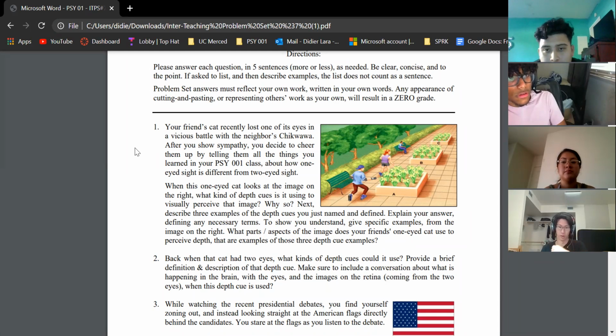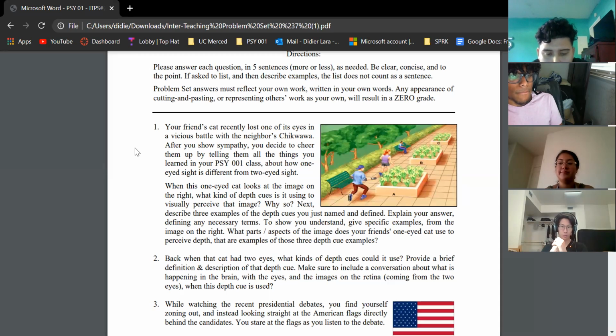So what I put for number one is a lot. I said that the depth cues used for one eye are occlusion, relative size, perspective convergence, and familiar size. Occlusion occurs when one image partially blocks the view of a second object and the partially hidden object appears farther away as a result. In the example, the flower bed blocks part of the girl's leg. Another example was when the bushes block part of the tree trunk. A third example would be a child standing in front of a car.